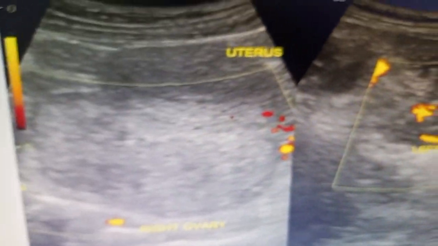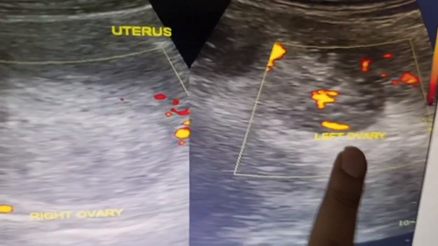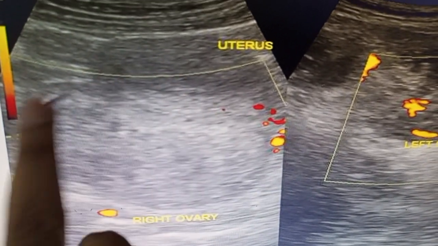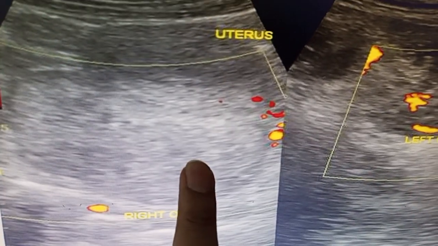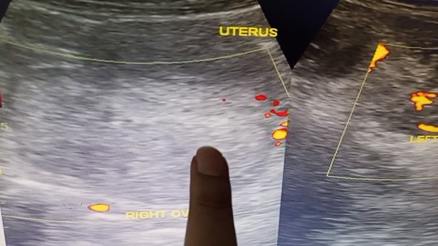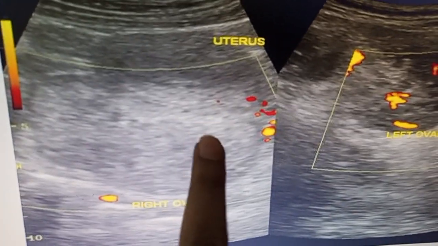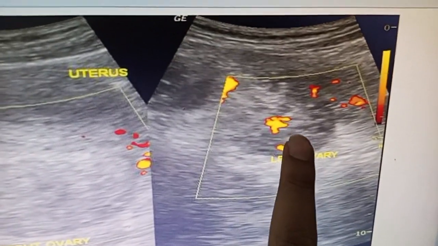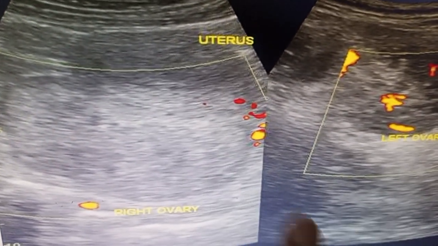Another important case is the ovarian torsion. This is the right ovary, this is the left ovary. In the right ovary, you can see that the ovary is enlarged. And this ovary appearance is hyperechoic. You can see that this is hyperechoic. And color Doppler flow is absent. So the criteria of the torsion of the ovary is, the ovary should be enlarged and there should be no flow on the color Doppler. You can see that. While this is the normal ovary where normal flow is detected, here no flow is detected, the ovary is enlarged, hyperechoic in appearance. This is the important case of the ovarian torsion.